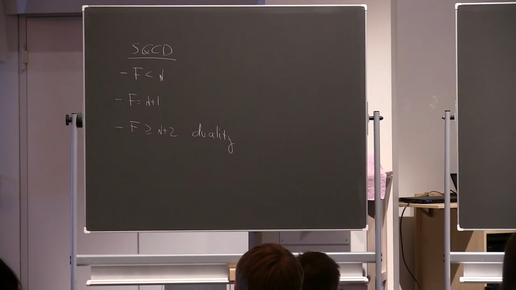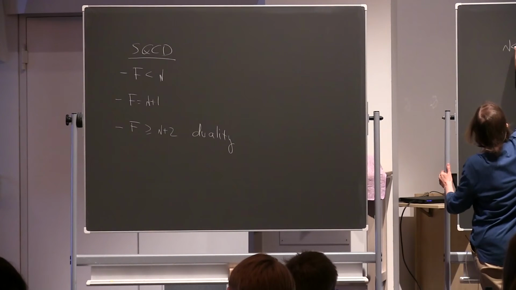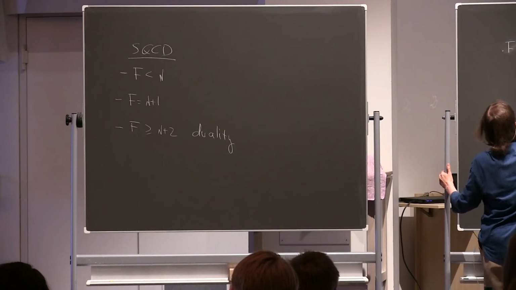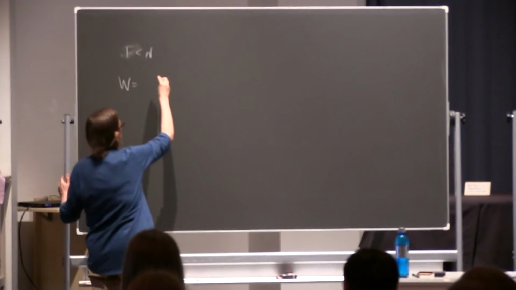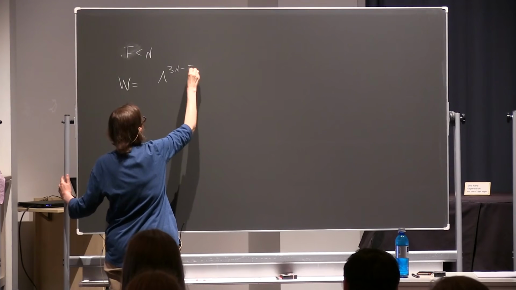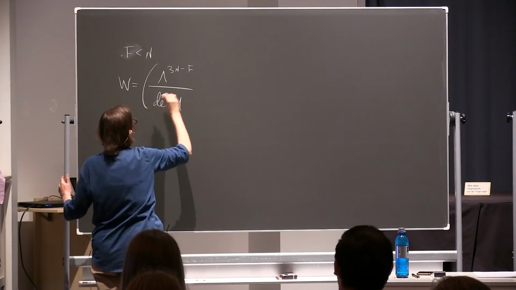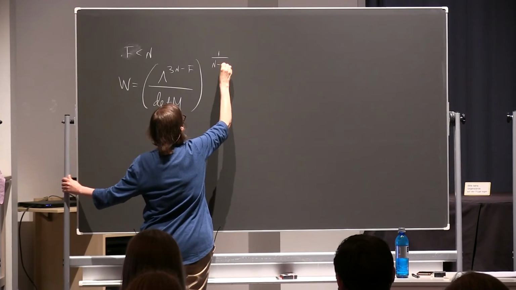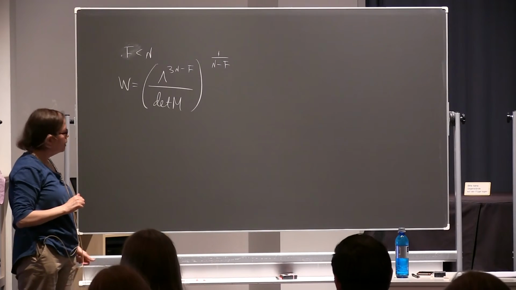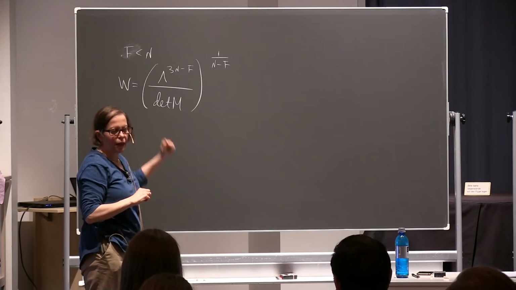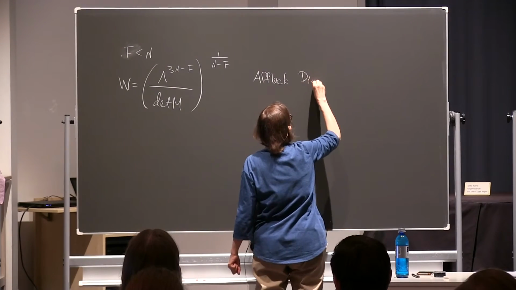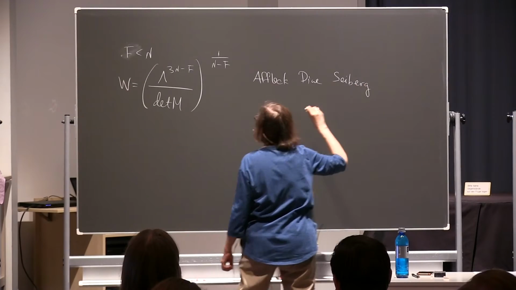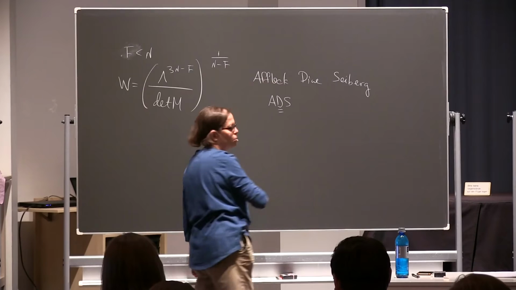Remember what we did yesterday. We started talking about F smaller than n, and we derived the superpotential based on the various global symmetries that we had. It took this form: the determinant of m to the power 1 over n minus f. Now, this was derived very long ago by Affleck, Dine, and Seiberg, so it goes by the name of the ADS superpotential.